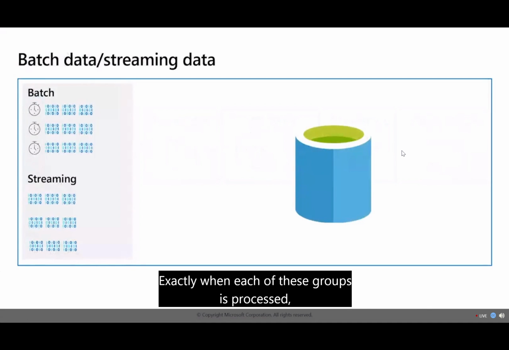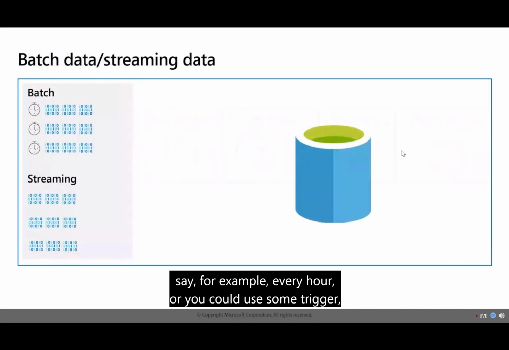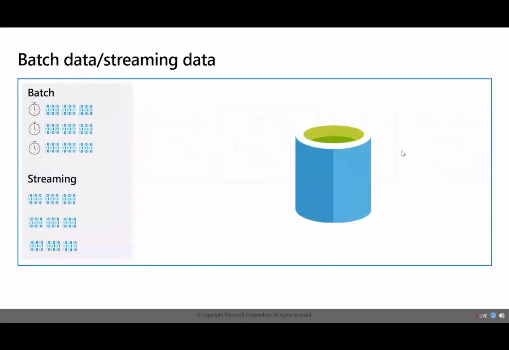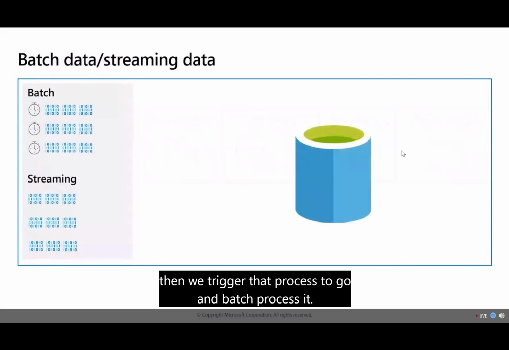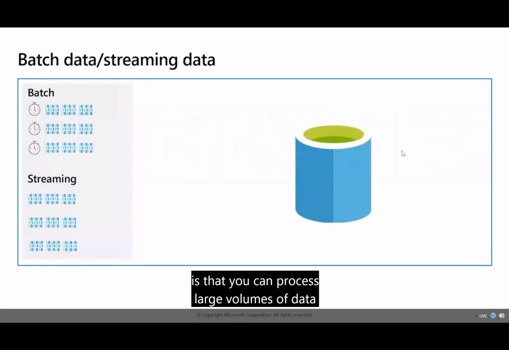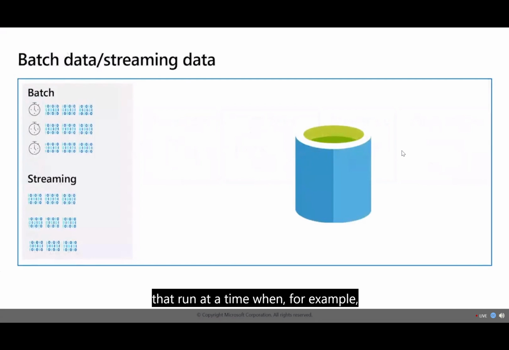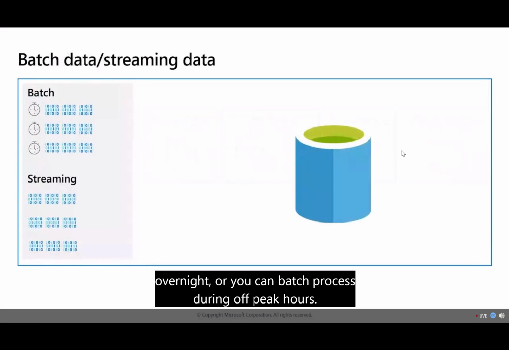Exactly when each of these groups is processed can be determined in a number of ways. For example, you can process the data based on a scheduled time interval, say every hour, or you could use some trigger, for example when a certain number of data items have arrived, then we trigger the process to go and batch process it. Some of the advantages of batch processing is that you can process large volumes of data at a convenient time. You can schedule that run at a time when, for example, your computers or systems might otherwise be idle. So you can batch process overnight, or during off-peak hours.